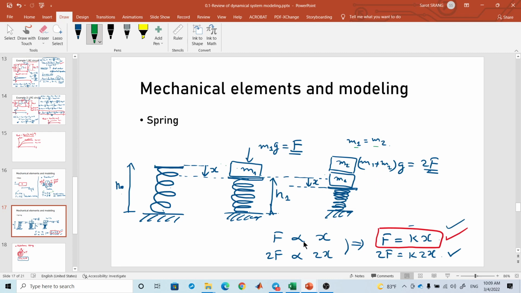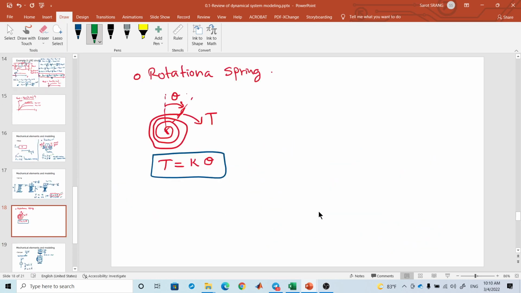This implies that the displacement is proportional to the force. It is similar for the rotational spring.